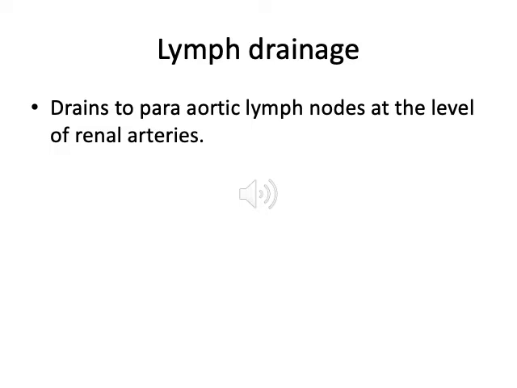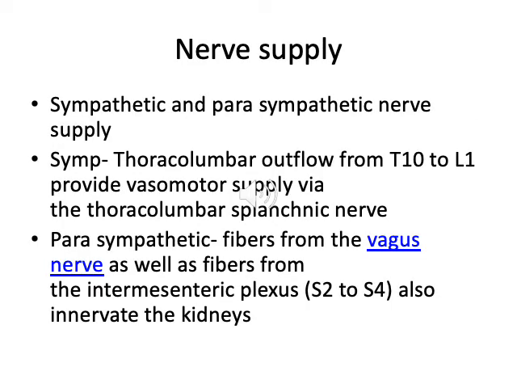Lymphatic drainage of the kidney. The lymph drains to the para-aortic lymph nodes at the level of the renal arteries. The kidney has both sympathetic and parasympathetic nerve supply. The sympathetic nerve supply is given by the thoracolumbar outflow from T10 to L1, providing vasomotor supply via the thoracolumbar splanchnic nerves. The parasympathetic fibers from the vagus nerve as well as fibers from the intermesenteric plexus also innervate the kidneys.